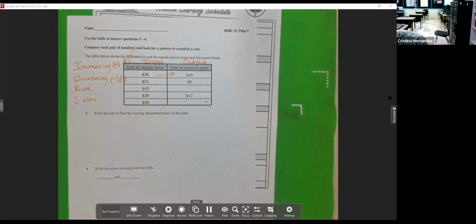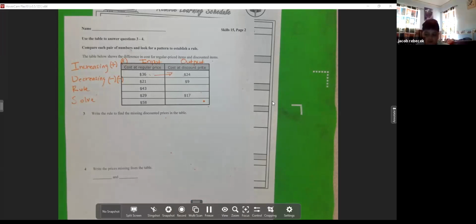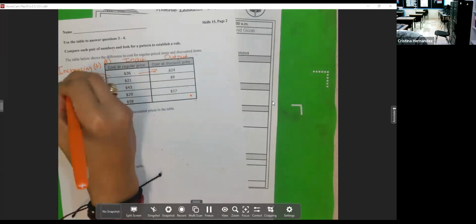Jacob. Are we increasing or decreasing, going from 36 to 24? Is this in our math binder? Yes. Decreasing. RJ, was that you? Decreasing. Good job, decreasing. So we're going to either be subtracting or dividing.